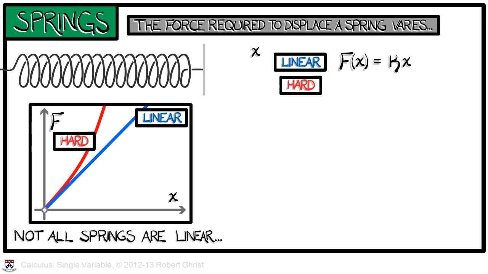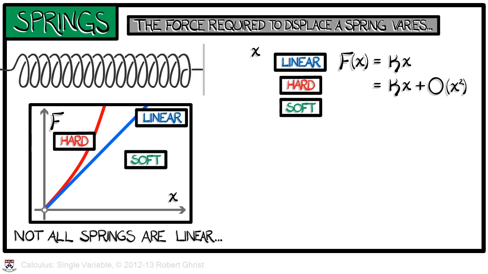You may have a hard spring, like in a shock absorber, where the amount of work has a linear term, but then a positive higher order term as well. Or you may have a soft spring, which is sublinear. It has some linear term that is valid for very small values of x, but then decreases. The spring gets easier to pull.